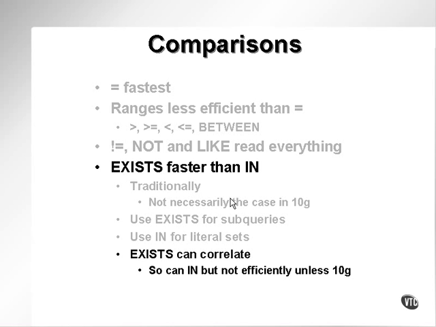However, I have found experimenting with 10G that in is actually sometimes faster than exists, and in can actually do correlations between calling and subqueries as well. So this particular set of facts is in doubt. However, in 9i, exists is generally accepted as being faster than in. In applies to literal set checks, and exists applies to subqueries. That's the real basics of comparisons. I'm not going to show you any examples for this movie because these are simple facts.